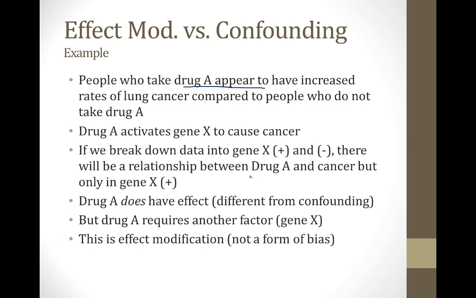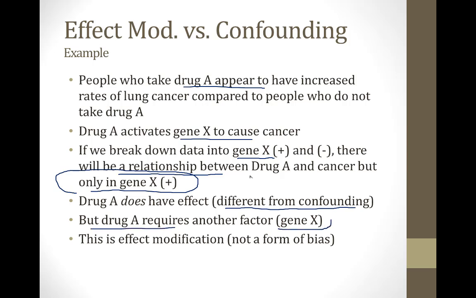Now suppose people who take drug A appear to have increased rates of lung cancer compared to people who do not, just like in the previous example. But in this case, suppose that drug A activates gene X to cause cancer. If we break down the data by stratified analysis into gene X positive and negative, there will be a relationship between drug A and cancer, but only in the gene X positive patients. Drug A does have an effect on cancer. This is different from confounding. But drug A requires another factor, gene X, and gene X would be called an effect modifier. So this is an example of effect modification, and this is just a technical point, but effect modification is not a point of bias, so don't get that wrong on a question.